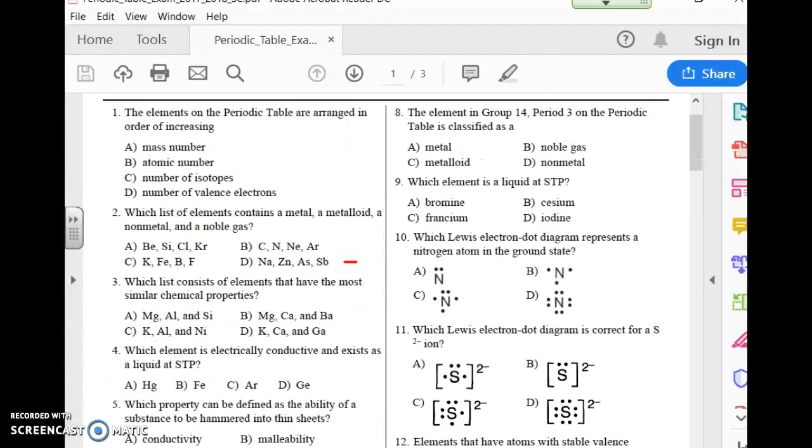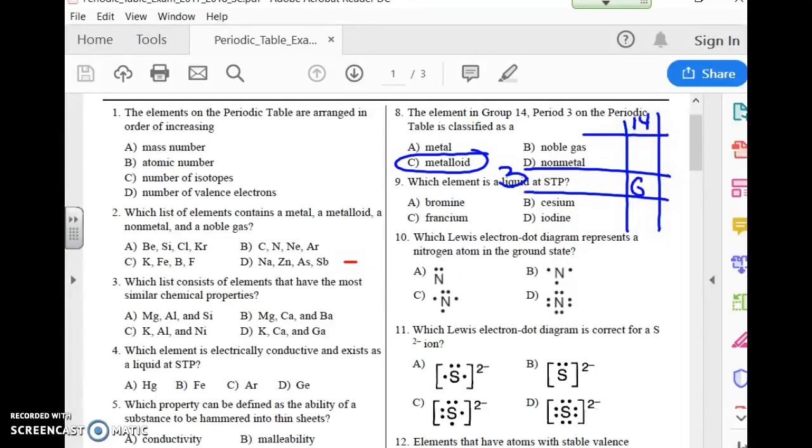Number 8, the element in group 14, period 3 on the periodic table is classified as, well, we simply have to match up what is in group 14 and where period 3 intersects with that. And as we see, that is arsenic. Yes? I'm sorry, germanium. Sorry about that. That's going to be a metalloid. So first I see that it's germanium, and we know germanium is a metalloid.